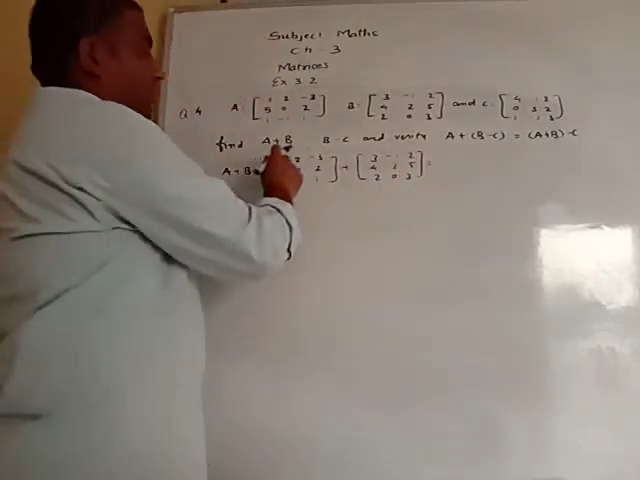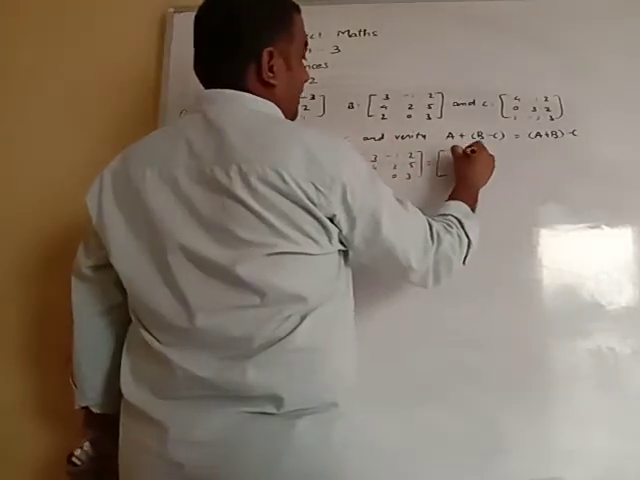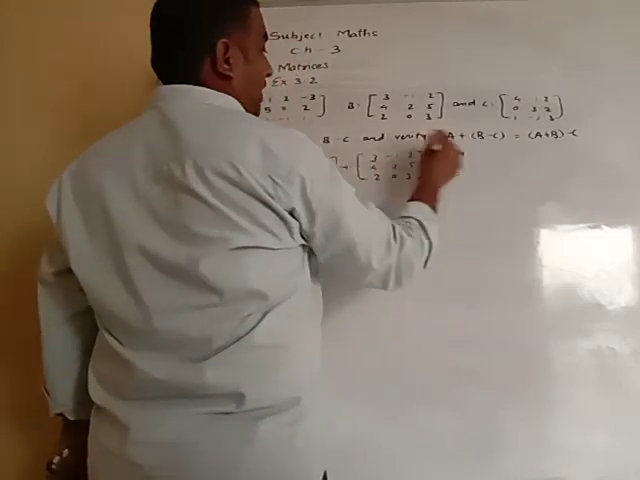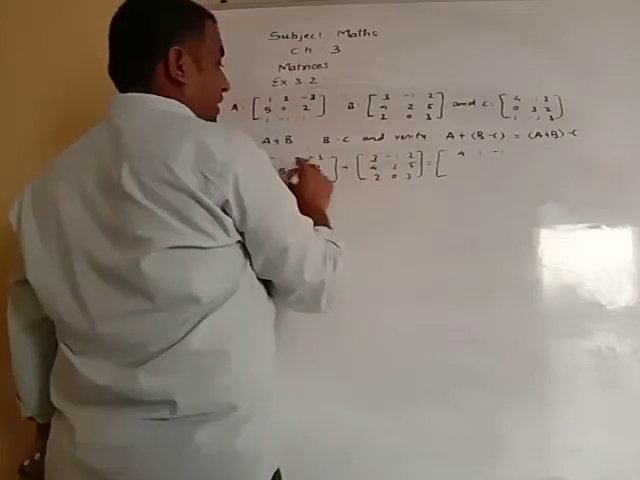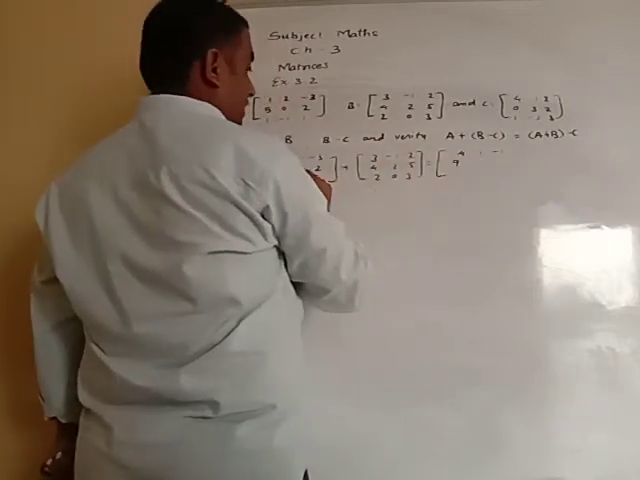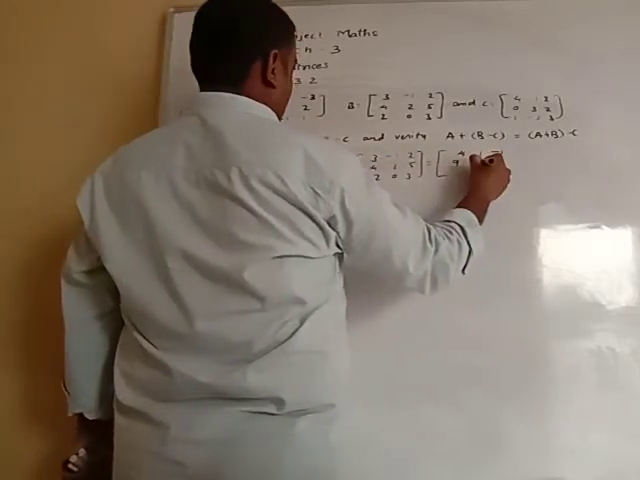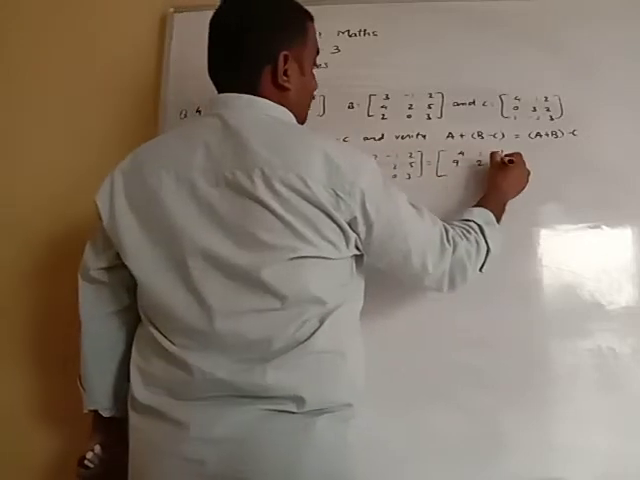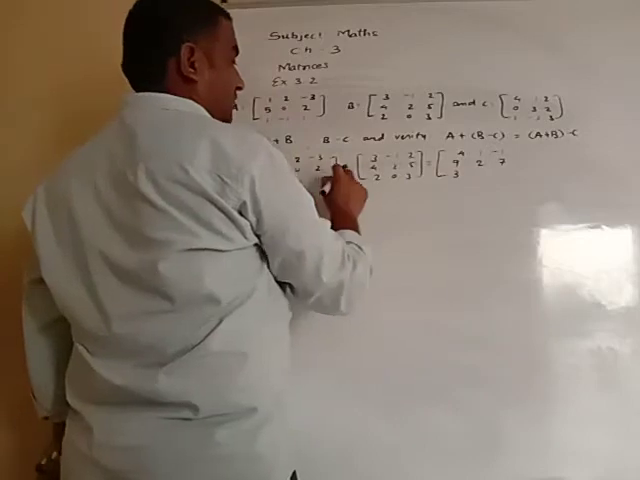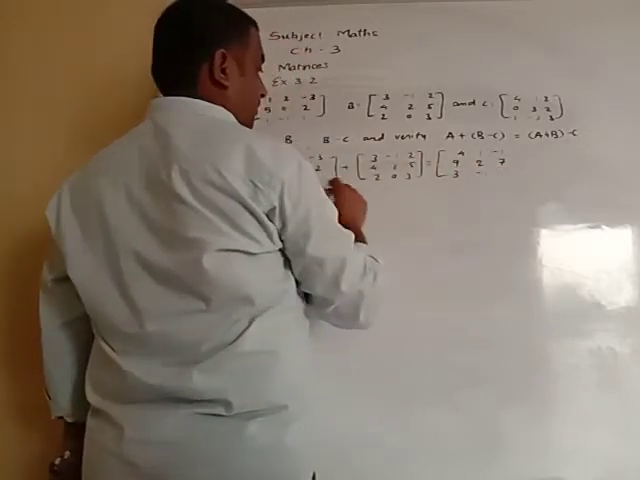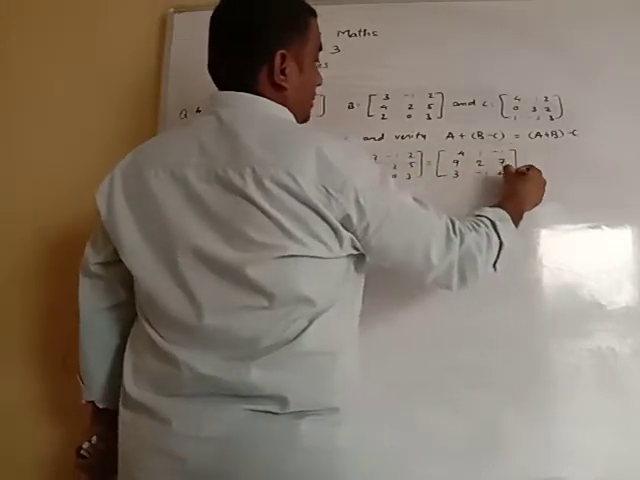So 1 plus 3, that is 4. 2 plus minus 1 is 1, minus 3 plus 2 is minus 1, 5 plus 4 is 9, 0 plus 2 is 2, 2 plus 5 is 7, 1 plus 2 is 3, minus 1 plus 0 is minus 1, 1 plus 3 is 4.